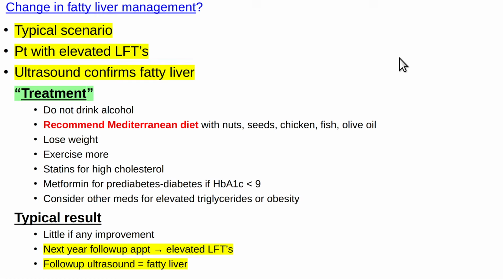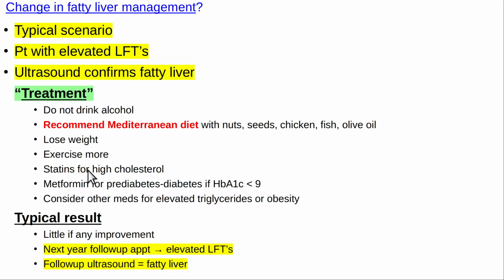The typical treatment, usually in the Western world these days, is they tell them don't drink alcohol. That's good advice because drinking alcohol causes fatty liver. They will also tell them to lose weight. That's nice, but the patient doesn't know how to lose weight on their own. They might give them Ozempic. They'll tell the patient to exercise more, which is nice, but doesn't make that big a difference.